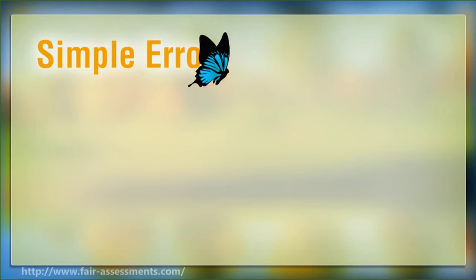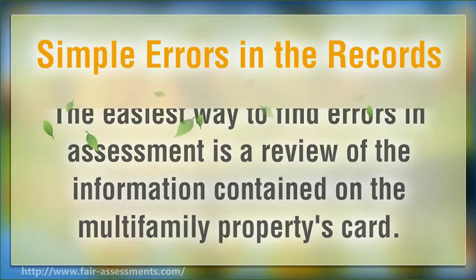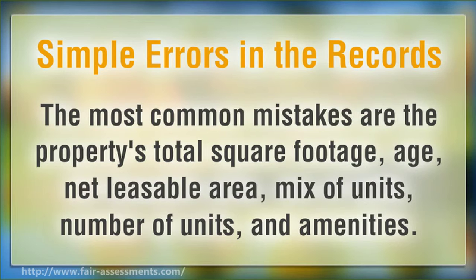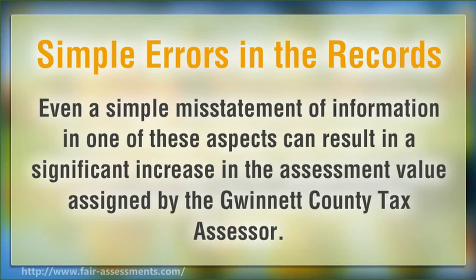Simple errors in the records. The easiest way to find errors in assessment is a review of the information contained on the multifamily property's card. The most common mistakes are the property's total square footage, age, net leasable area, mix of units, number of units, and amenities. Even a simple misstatement of information in one of these aspects can result in a significant increase in the assessment value assigned by the Gwinnett County Tax Assessor.